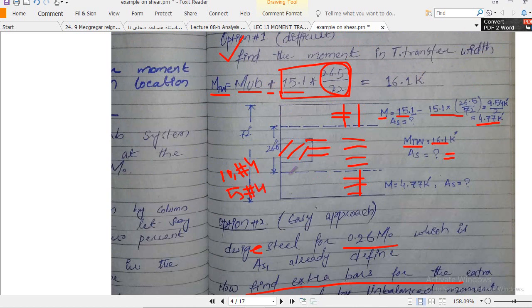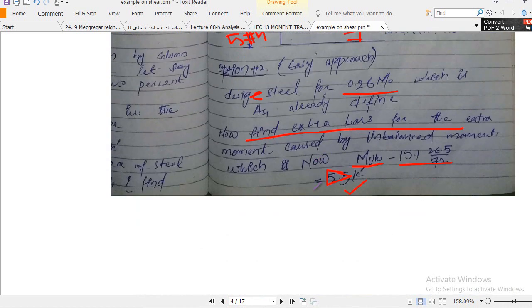So those five number 4 bars should be adjusted in the 26.5 width, right? Not in the total width, but those bars should be adjusted in addition to those bars which are already provided. So you have to provide these bars as well as these bars, but these bars should be provided in 26.5 to transfer the moment from the slab to the column. I think it will be clear now.